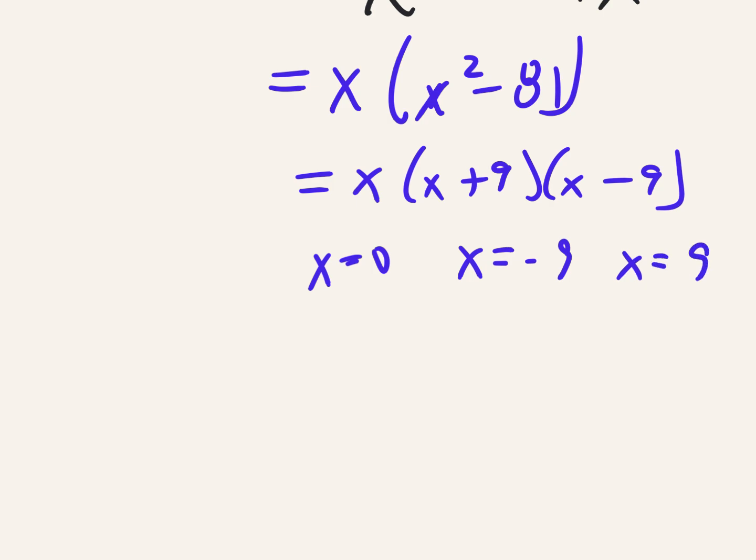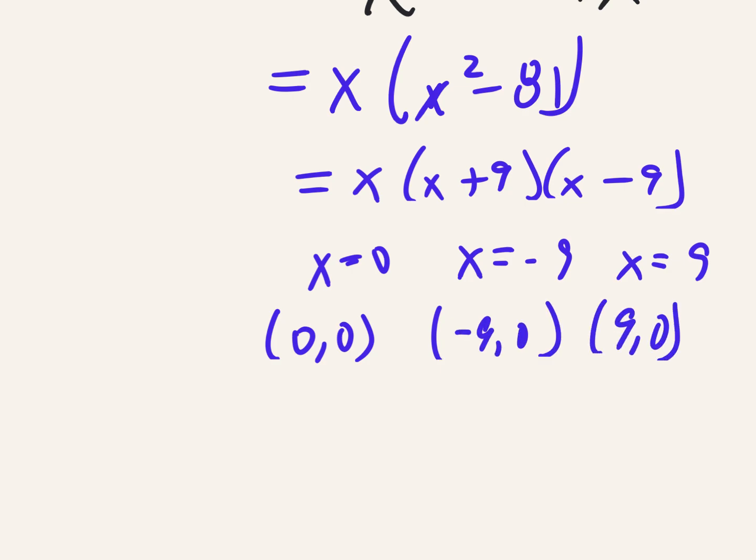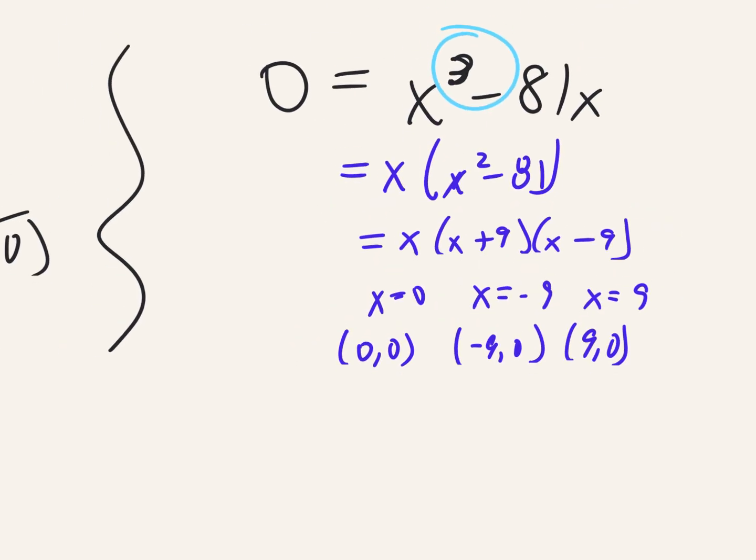How do I write that as an ordered pair? 0, 0. What value comes first, x or y? X. What do I say x equals? Negative 9, comma 0. And then what? 9, 0. Good.